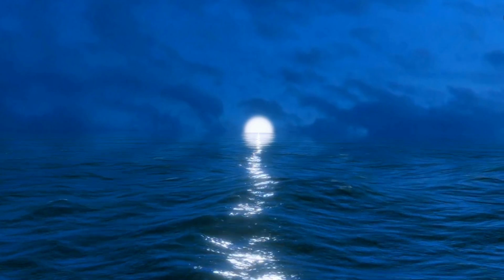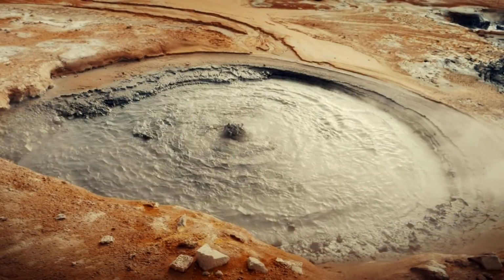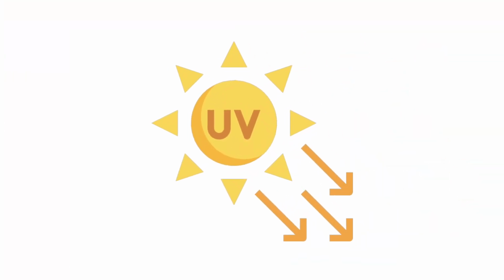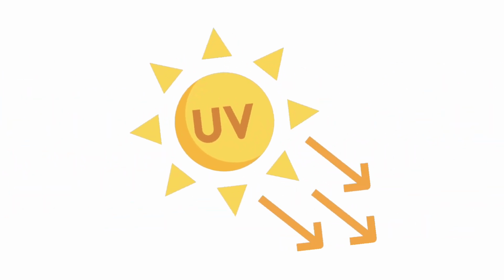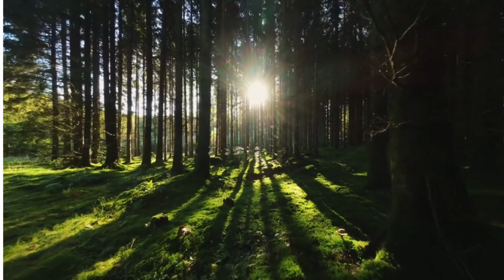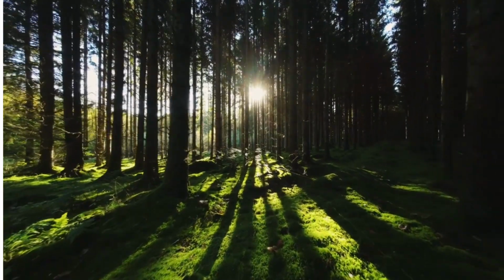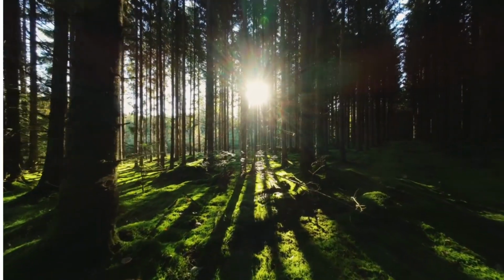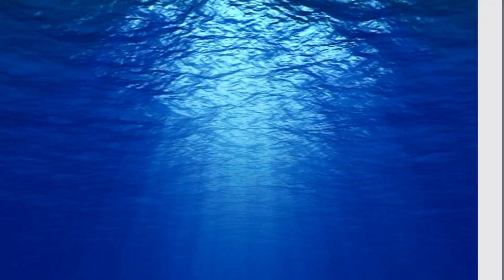Environmental conditions. The early Earth had a harsh environment compared to today. Ultraviolet radiation from the sun was more intense due to the lack of an ozone layer, which formed later in Earth's history. As a result, life likely thrived in environments shielded from direct sunlight, such as underwater or within rocks.